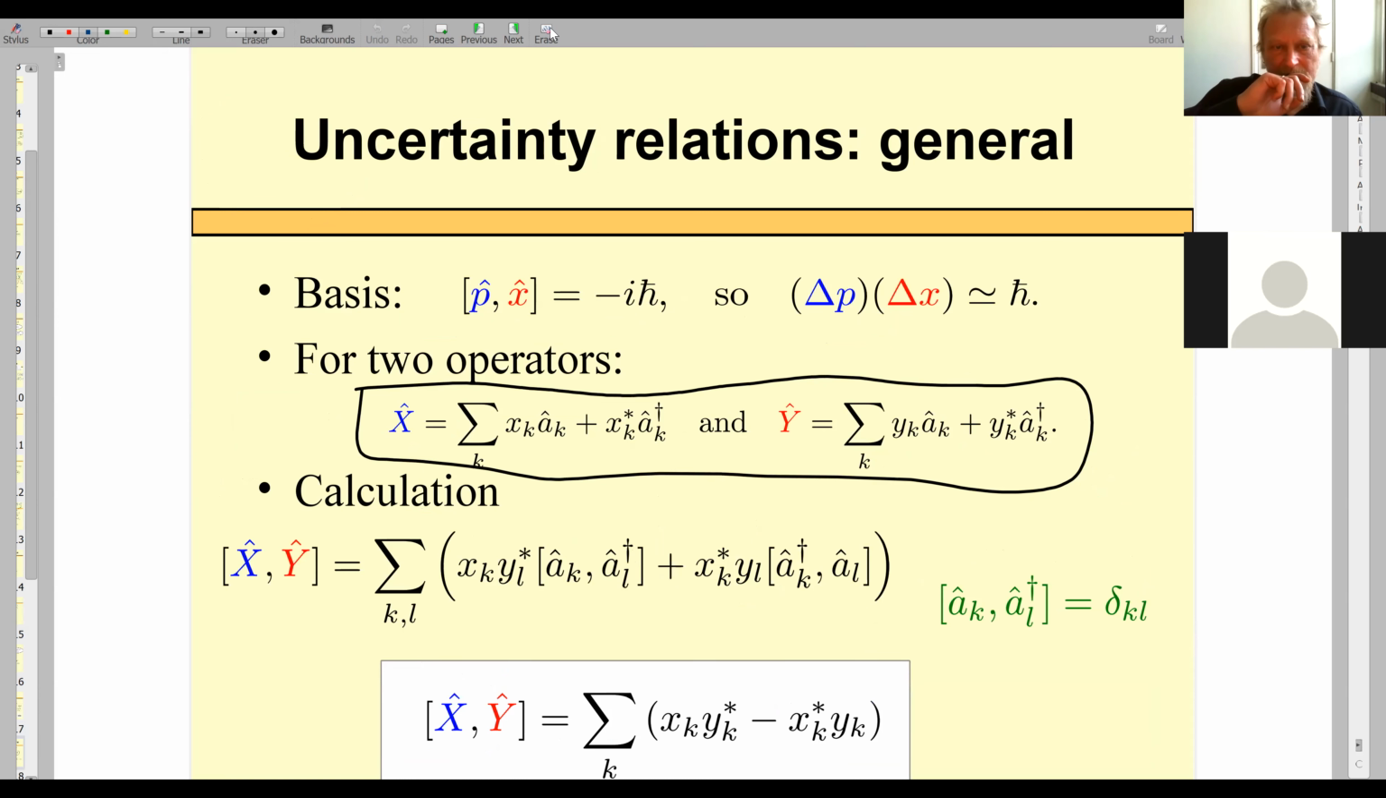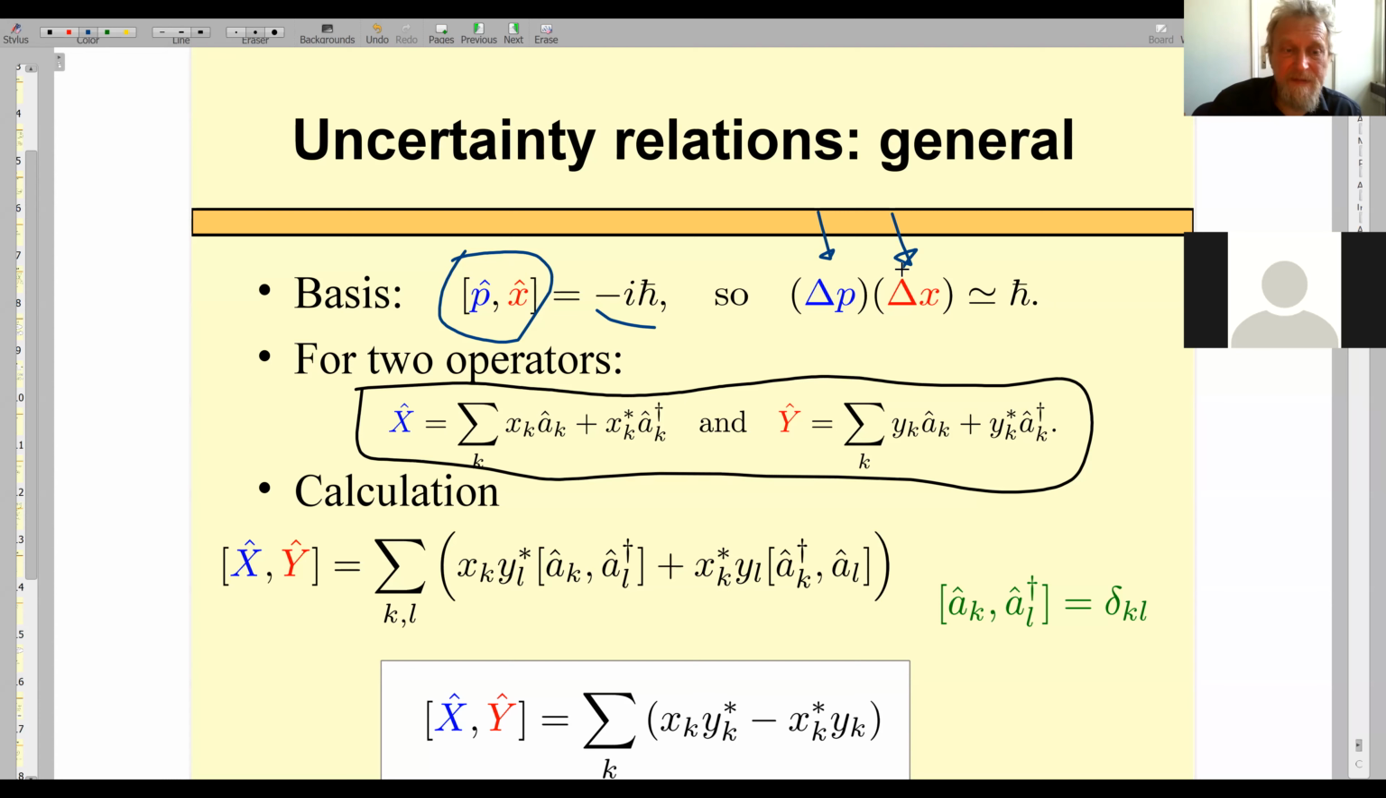I want to talk about uncertainty relations. And I want to get it in some general form, again, in order not to recalculate it separately for any field which comes across. What's the basis for these uncertainty relations? The basis is that momentum and coordinate do not commute. From this, according to Heisenberg, we have the uncertainty relation.